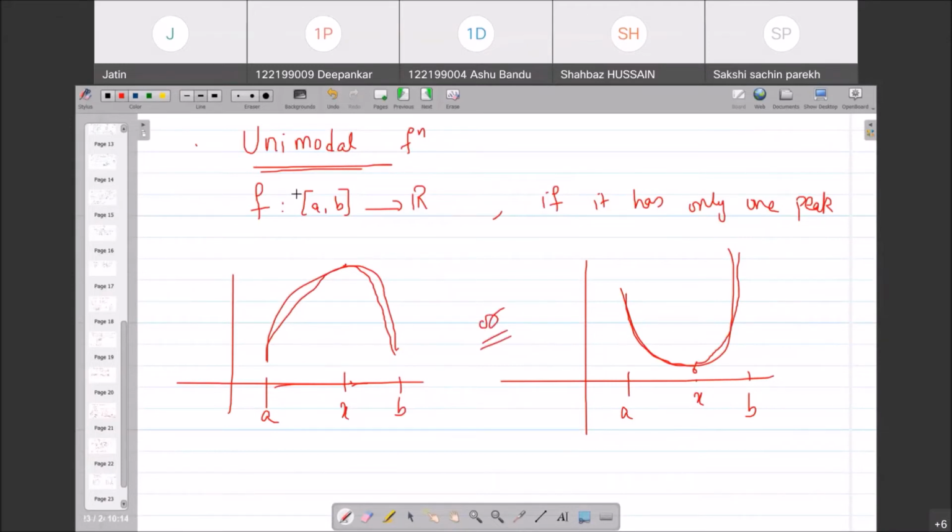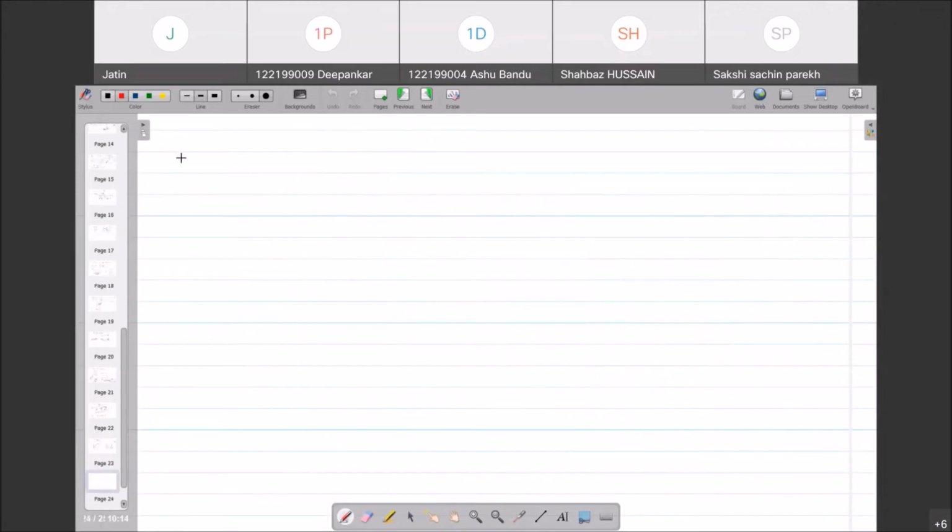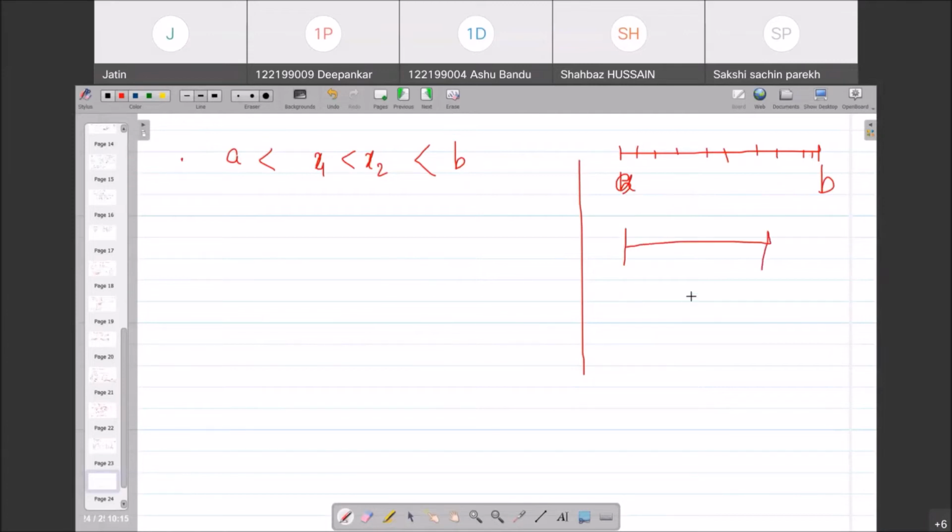Now why are unimodal functions good to play with? Because suppose you take x1 and x2 such that x1 is less than x2 between a and b. Now see, you want to find the root. Once you have the interval, you want to find where my root will lie in this interval, whether it will be here or where, I don't know. So what interval should we choose? We need to decrease the interval. Now, I should decrease the interval from where to where?